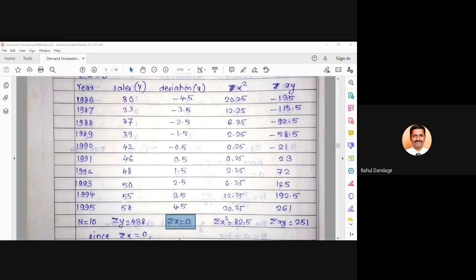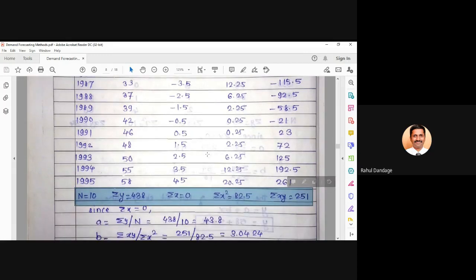Similarly, you will observe that the values are repetitive. And then xy, multiplying the deviation and sales value, 30 into minus 4.5, 33 into minus 3.5, 37 into minus 2.5. Likewise, for all periods we have to calculate x into y. So we have got summation xy is equal to 251. You can see this is the only difference what we have to understand. Rest of the process is same what we have done earlier.